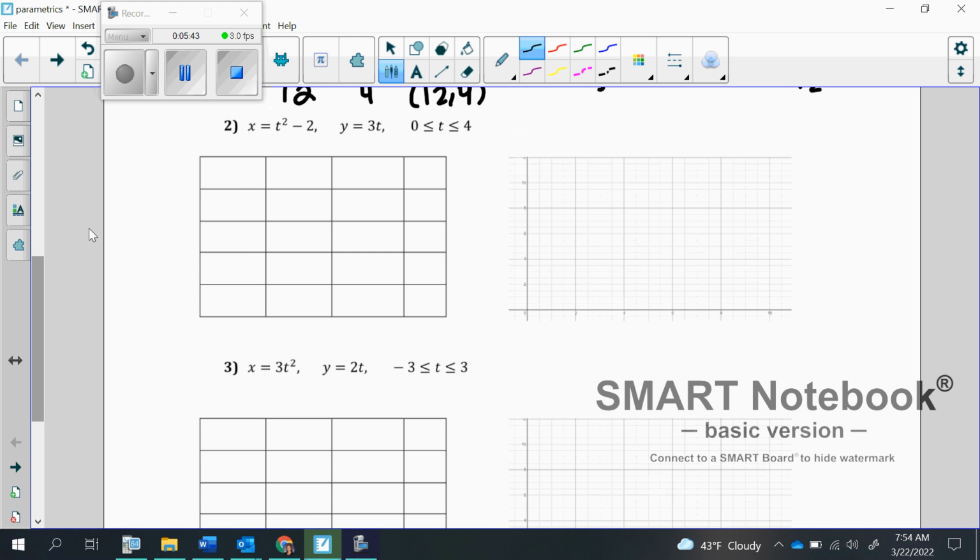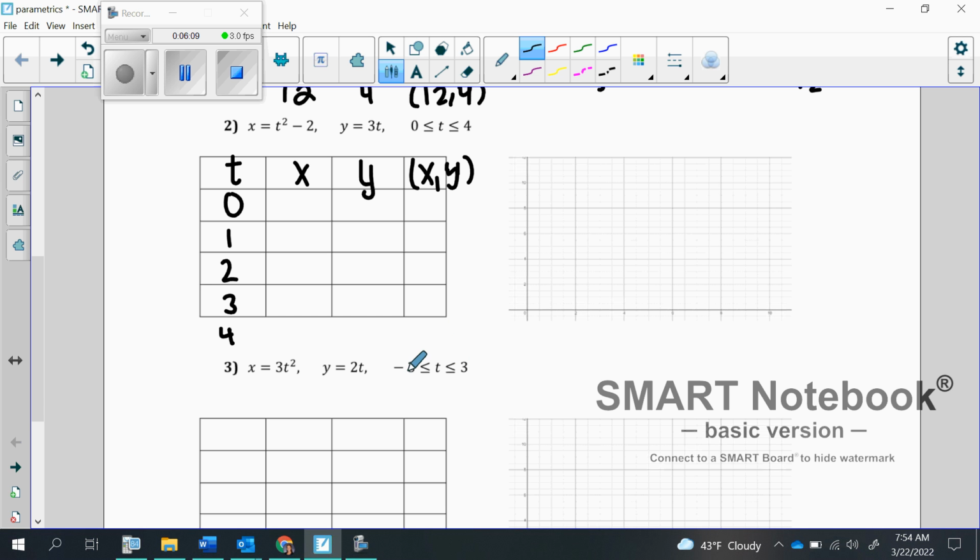So now looking at the next example, again you're going to do t, x, y, and then your points x comma y, and you're going to plug in your t values. You don't have to plug in every single t value. I'll just fill this one in. Definitely plug in the endpoints as always. Plug in a few points in between.